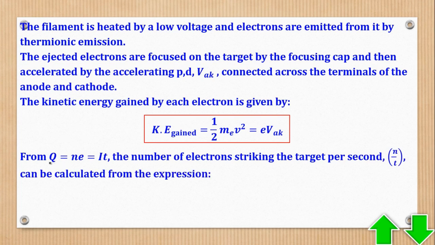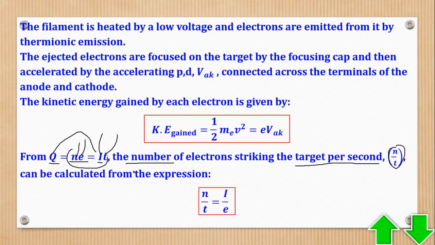Then also what we need to know is that the total charge is equal to Ne, where N is the number of electrons and e is the electronic charge. But also total charge is equal to It, I is the current through the circuit and t is the time taken. So the number of electrons striking the target per second will be given by N over t. And when you come to this formula, N over t will be equal to I over e. What I've done, I've just rearranged this part. You bring t this side and you bring e this side.